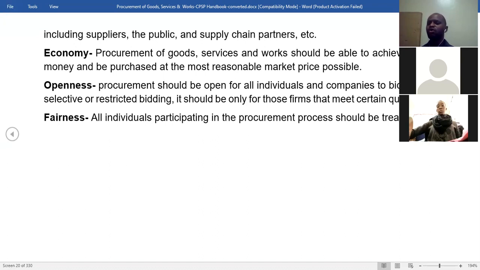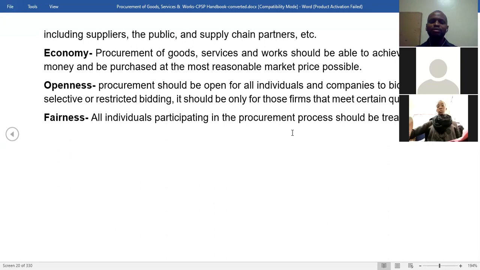Then you must also be open. Procurement should be open for all individuals and companies to bid. That's why it is always advisable, when you want to invite bidders, to invite everybody. You must give everybody a chance. That is why it is called competitive bidding. But some people normally use restrictive bidding, where you restrict it to a few people that you've chosen, and that is not good for procurement. Then you must also be fair. All individuals participating in the procurement process should be treated equally.